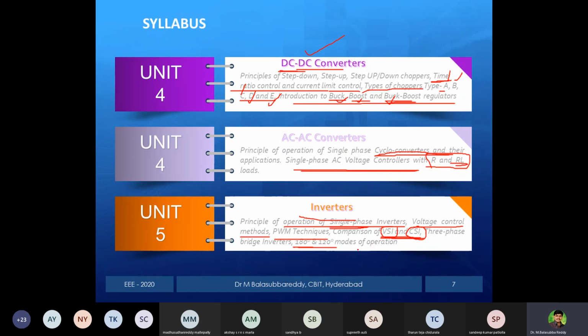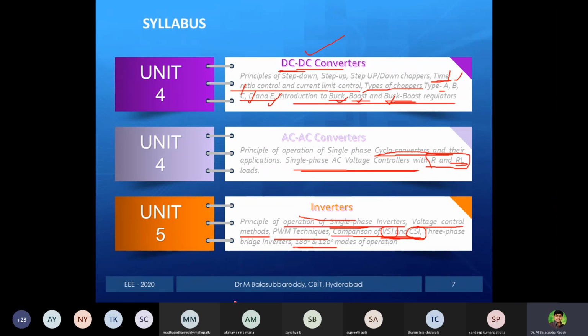There are a lot of differences between the voltage source inverter and the current source inverter. That's why one important question is here, the comparison of VSI and CSI. VSI is nothing but the voltage source inverter. Normally we use the voltage source inverter, and the current source inverter will be used in high rating applications and all.